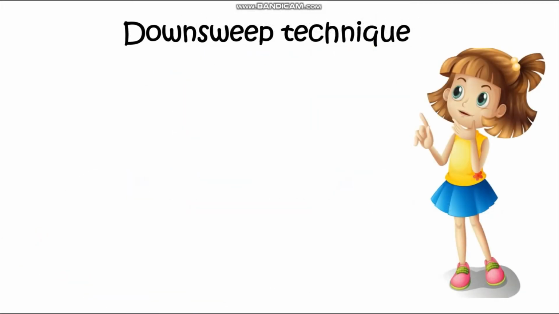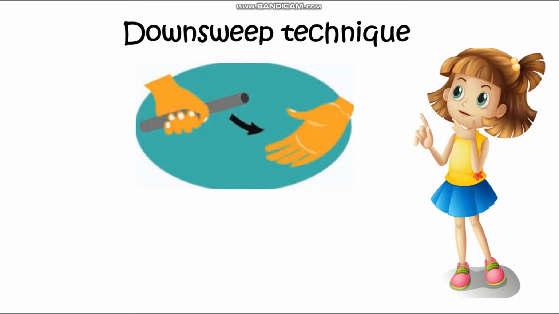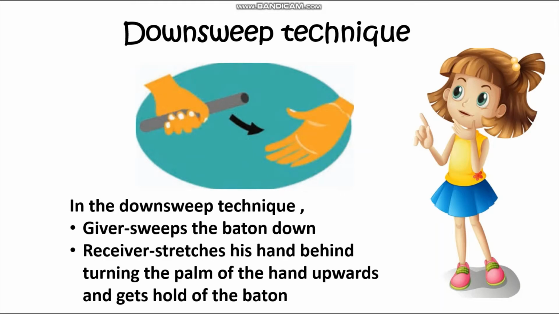Downsweep technique. Here, this picture shows the downsweep technique. In the downsweep technique, the giver sweeps the baton down. The receiver stretches his hand behind, turning the palm of the hand upwards, and gets hold of the baton.